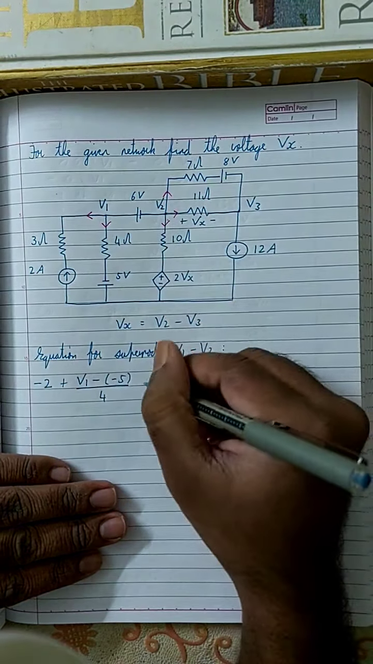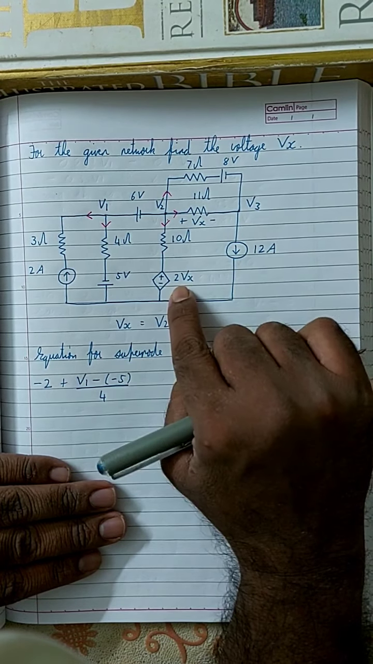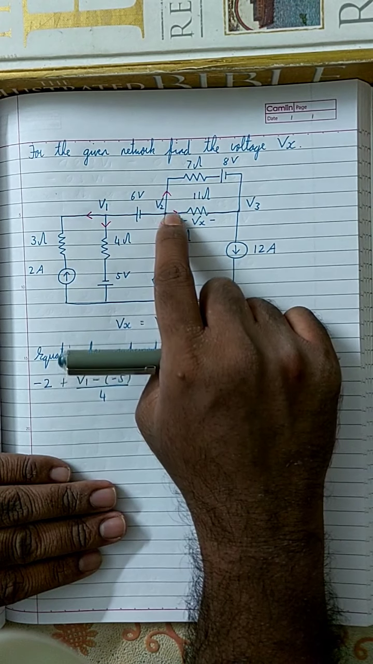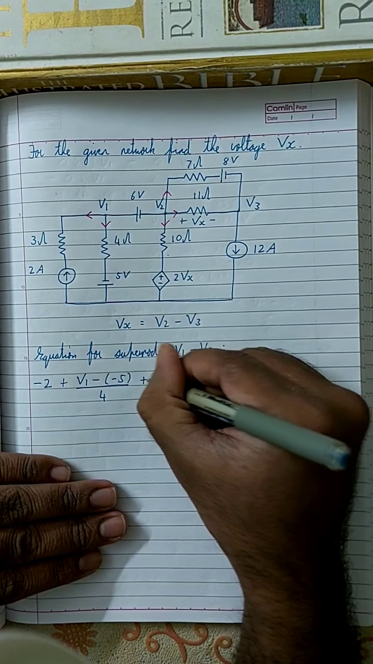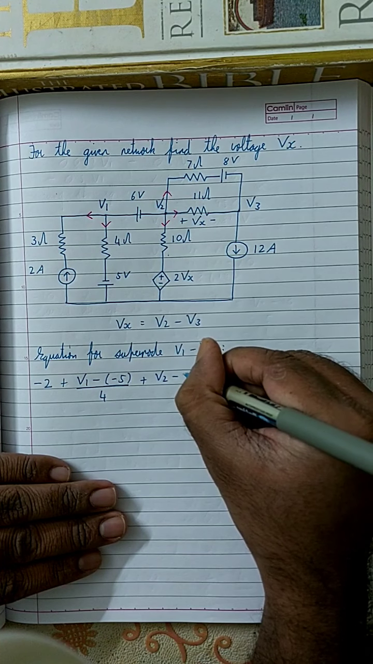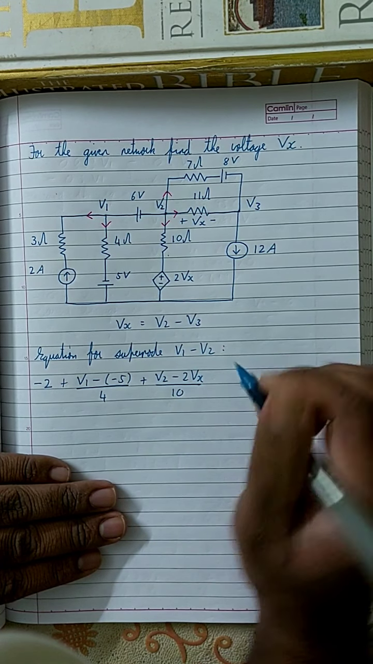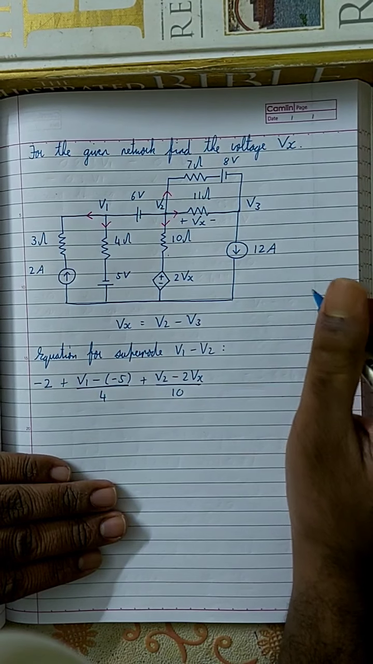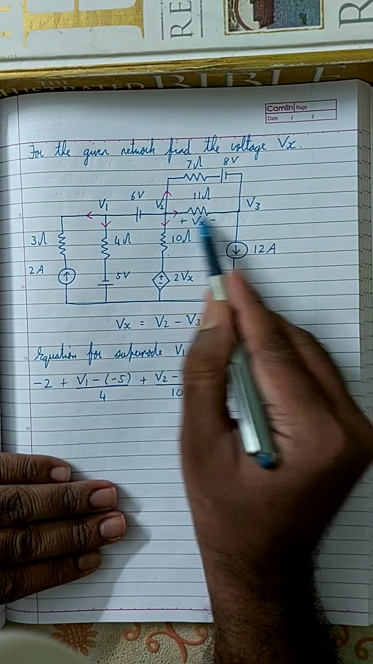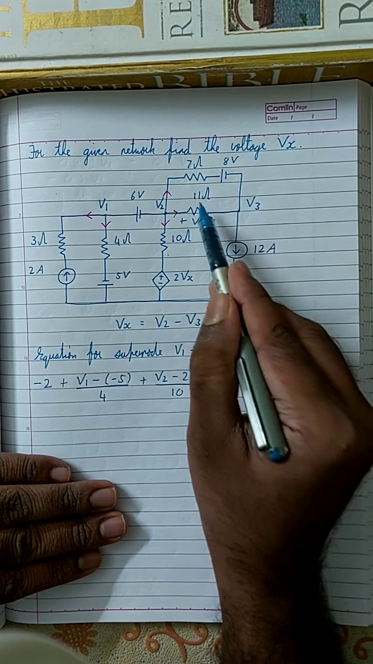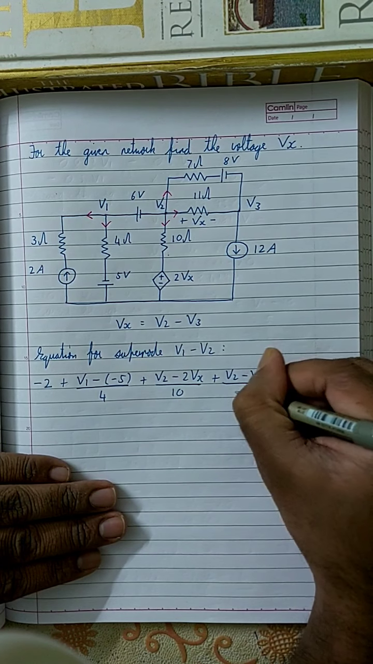Next will be these 3 currents, right? So first I write in terms of V2. Here there is a voltage source called 2Vx. So the current is V2 minus 2Vx by 10, plus V2 minus 2Vx by 10, plus V2 minus 2Vx by 10. Okay. And next will be the current through this branch, which is V2 minus V3 by 11 plus V2 minus V3 by 11.